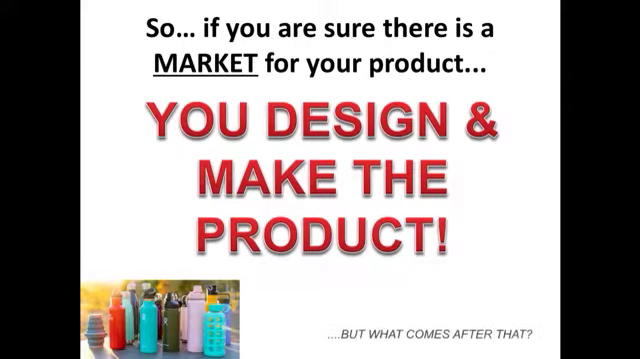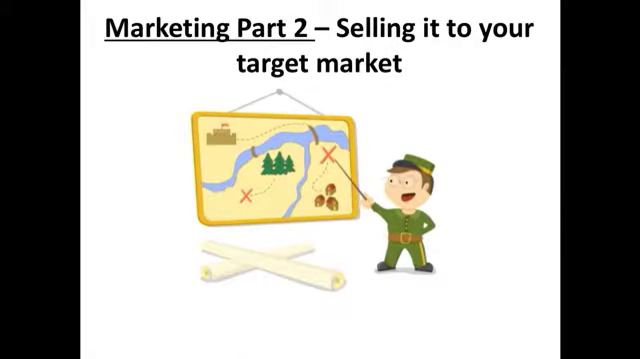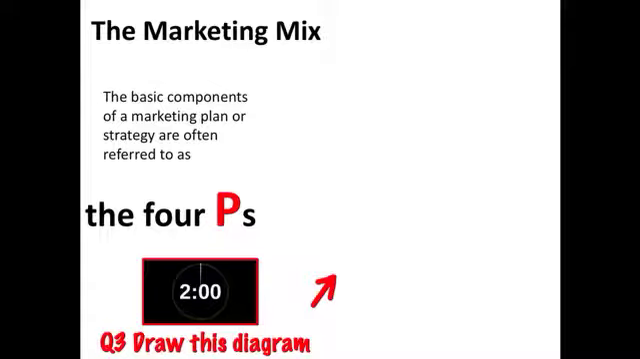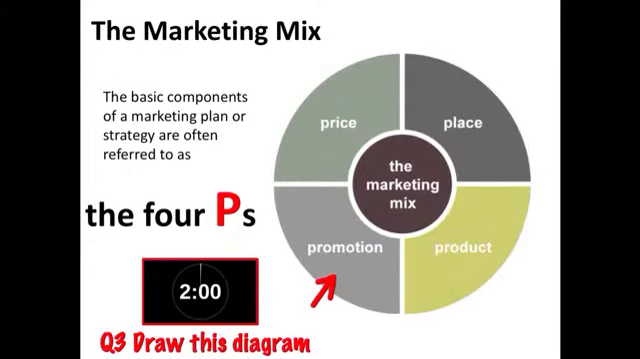But then what comes after you've designed and made the product? Part 2 of marketing is all about selling it to your target market, and to do that you need something called a marketing strategy, which is basically a plan of attack for how you're going to sell it to your target market. So a successful marketing strategy makes use of something called the marketing mix. These are the basic components of a marketing plan, and they're often referred to as the 4 P's. That's price, place, promotion and product. So the 4 P's there.